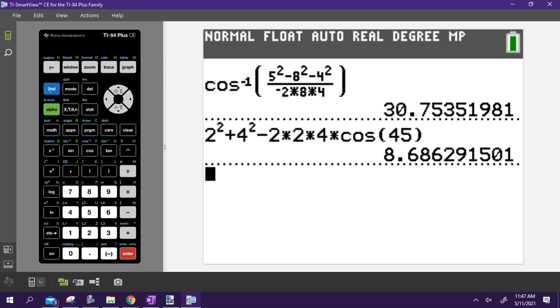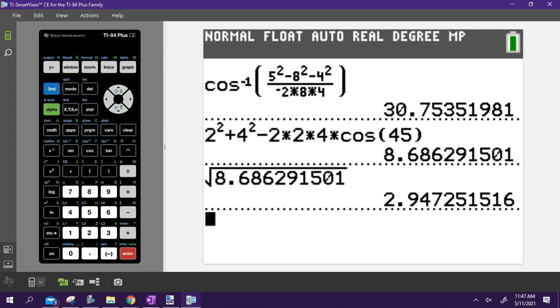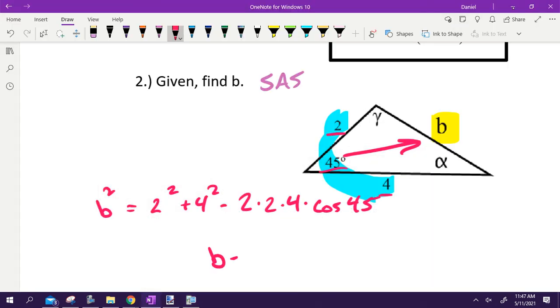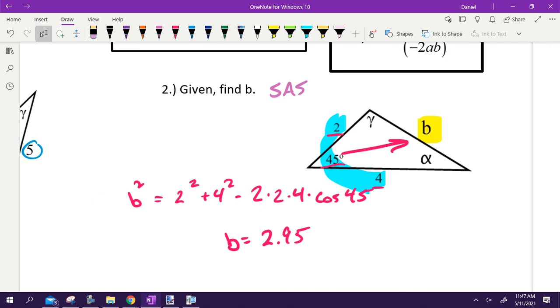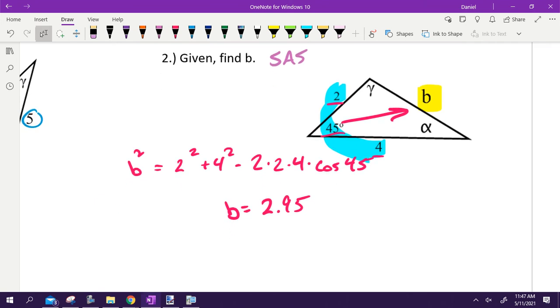Take the square root. Square root that value. We take the square root of that, we type it in, we hit enter, 2.95. So in this case, B is 2.95. And again, I always like to double check in terms of the smallest side across from the smallest angle and so on. You can double check that as you go. It's harder to tell here because we don't know the other angles. Questions here on 1 or 2?